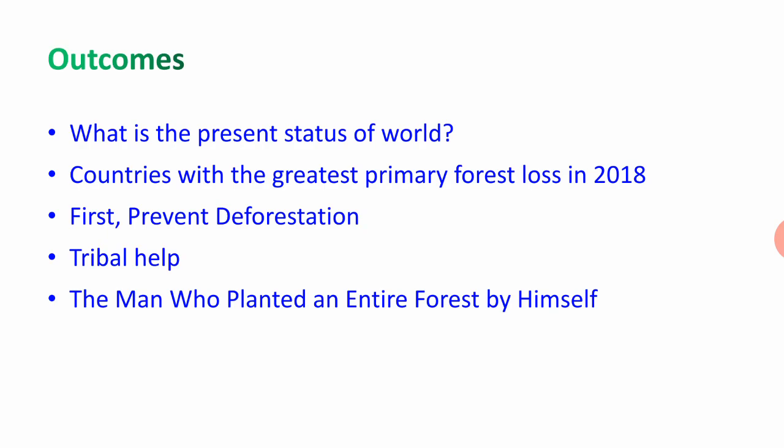The countries with the greatest primary forest loss that we have seen are Brazil and Russia, at the topmost positions, because wildfire is the biggest factor. To prevent deforestation, the tribals' help is required, because they are going to be the owners of that jungle and they are going to be the stakeholders, so that whatever profit comes from that jungle, they are going to get it.